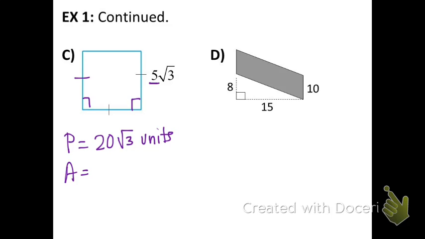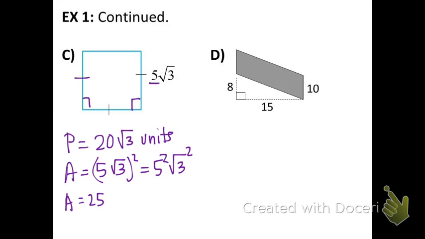And for our area, we take side squared, or side times side. And we did this in our homework where we distribute that power to get 5 squared and root 3 squared. 5 squared is 25. Root 3 squared, remember they cancel each other. Those are opposite operations. So it gives us just 3, and we multiply those to get 75 units squared.